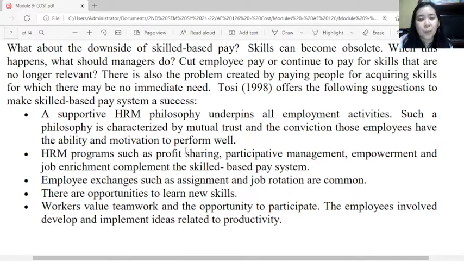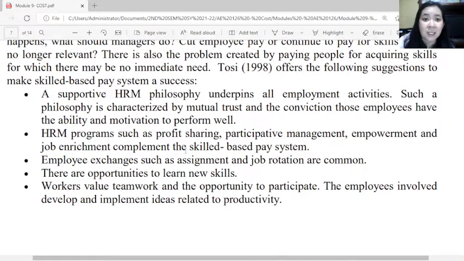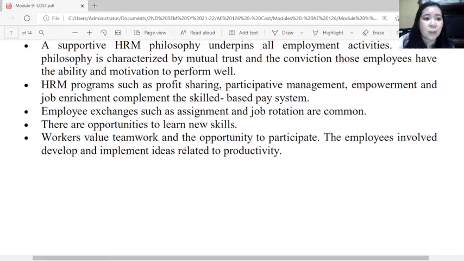Based on the study of Tosi, they offer the following suggestions to make this skill-based pay system a success. First, there should be a supportive HR management philosophy that underpins all employment activities. Such a philosophy is characterized by mutual trust and conviction that employees have the ability and motivation to perform well. But I think this is very hard to implement.